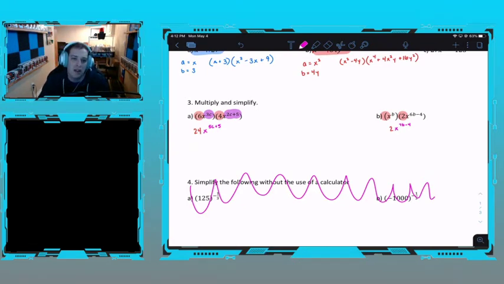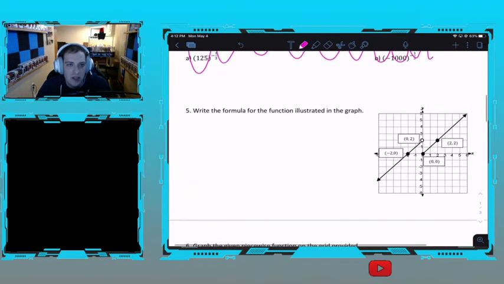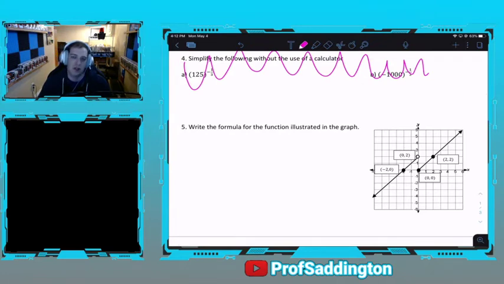Being that this is all on the computer and you have to do it all digitally, use the calculator if you have to. I'm not going to force you to not use it. So that's just going to leave us off with question number 5.